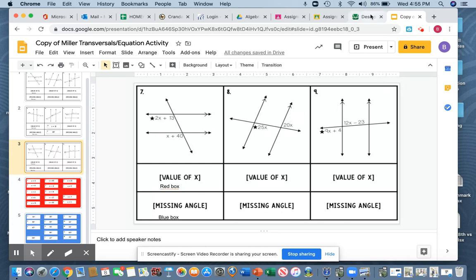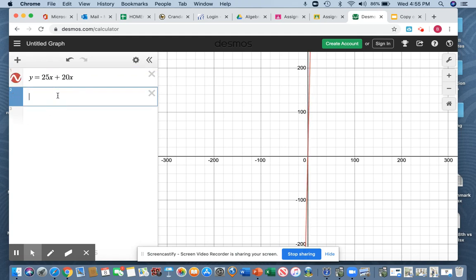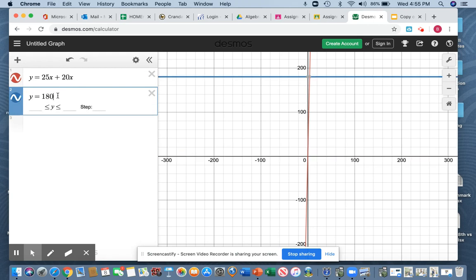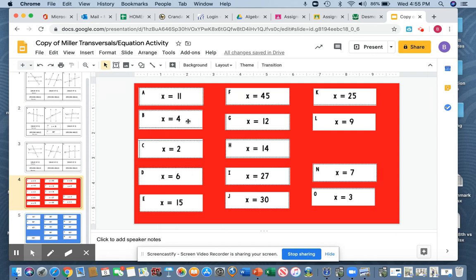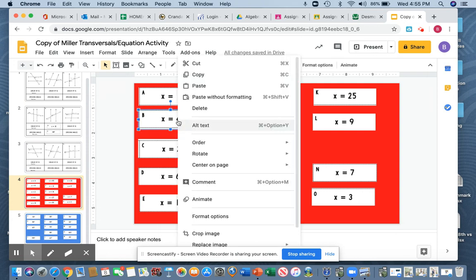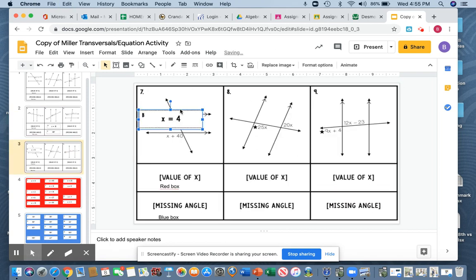And again, I would do that in Desmos. And I would type in y equals 25x plus 20x on one side, and then my other side is y equals 180. And I look and see where they cross, and it's at 4. My x value is 4. So I've got x equals 4. So I go over here, I look for x equals 4, which is right here. I'm going to cut this, and I'm going to paste it here.